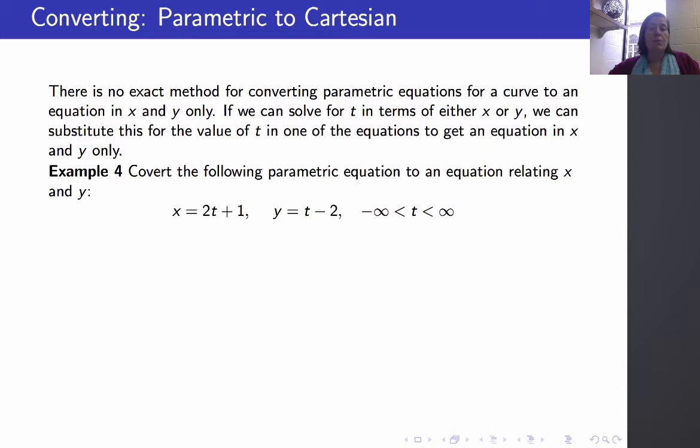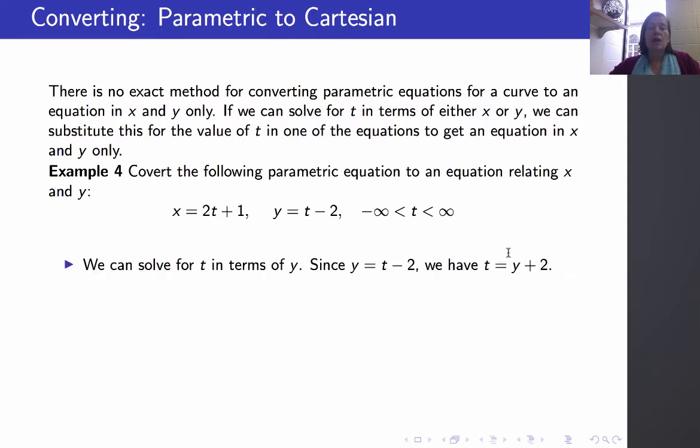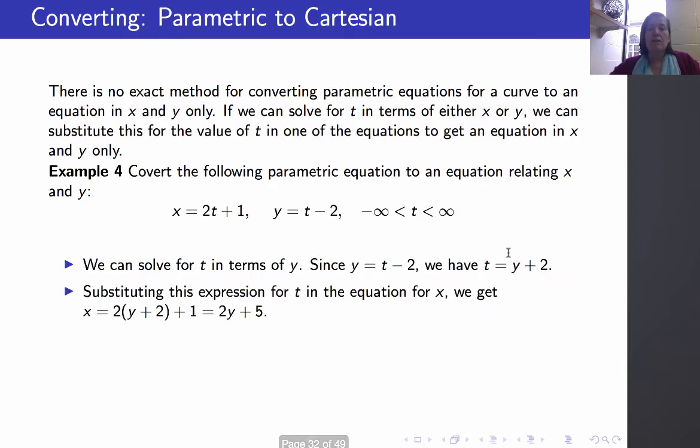Here's an example. Suppose I have the following parametric equations describing my curve: x equals 2t plus 1 and y equals t minus 2, and the t is running from minus infinity to infinity. Since I can solve for t in terms of y, I have t equals y plus 2. I can take that value of t and plug it into the equation on the left above to get x equals 2 times (y plus 2) plus 1, or x equals 2y plus 5.